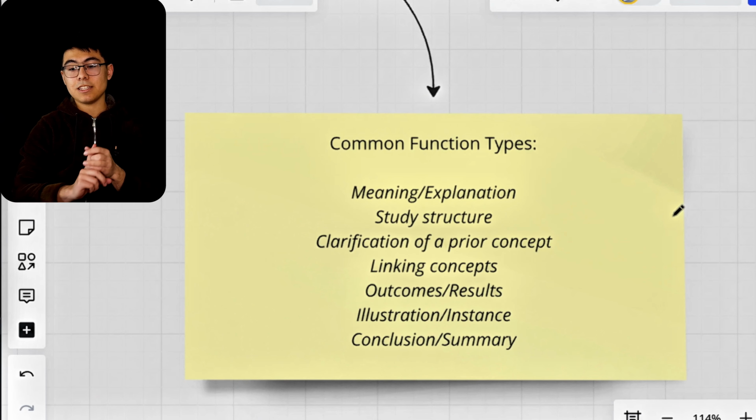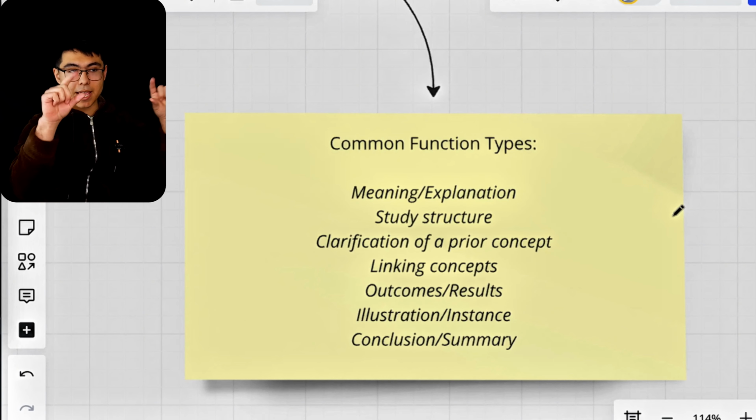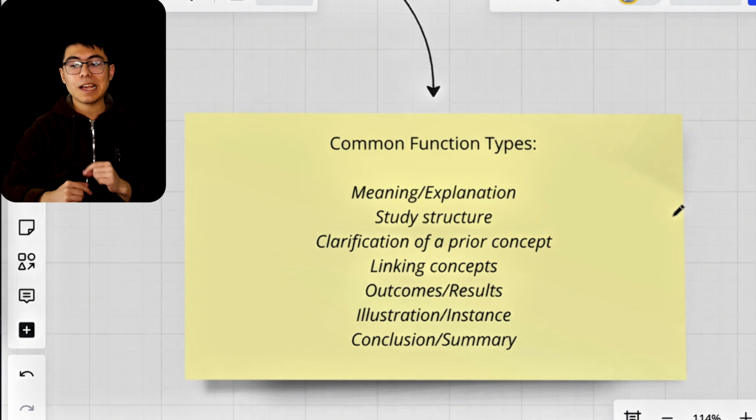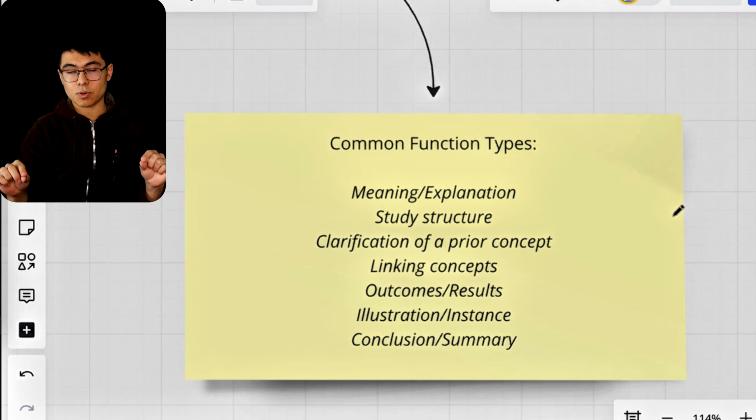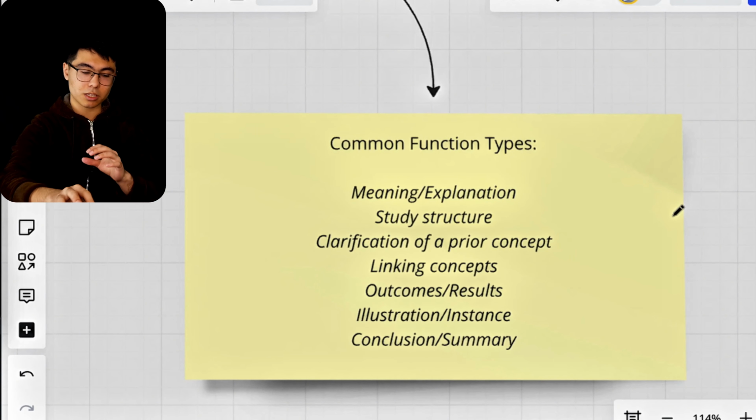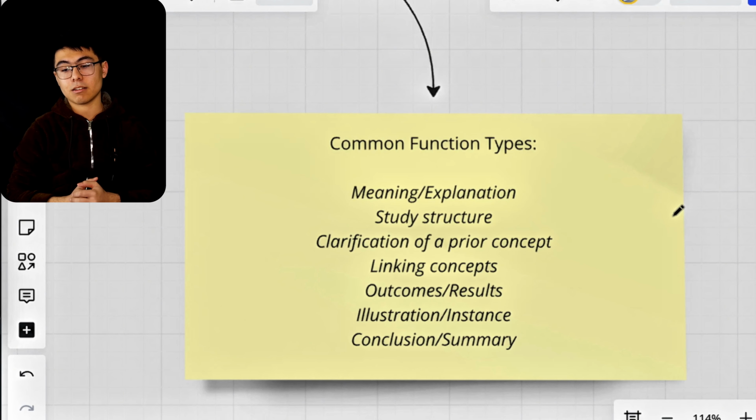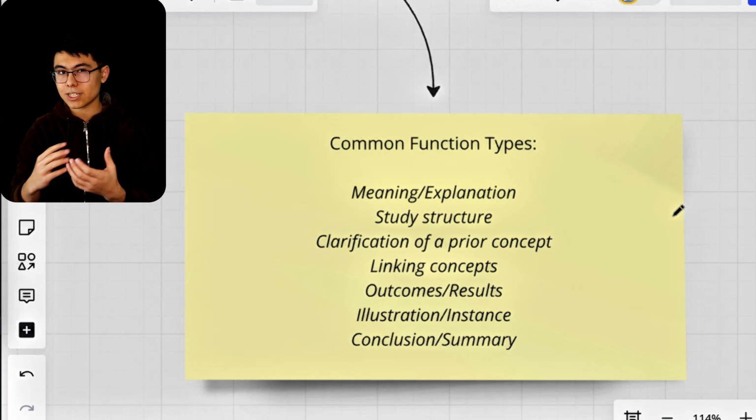So the first type is meaning or explanation. That is, there might be some claim, and the next sentence, the underlined part, could explain it. So that's an example of the meaning or explanation function type. Next up, we have study structure. If the underlined part talks about the structure, how they did that study, then it could be a study structure function type.